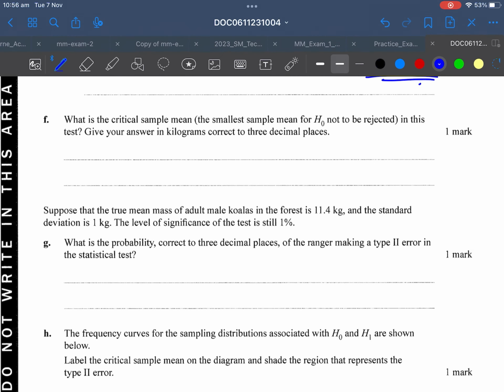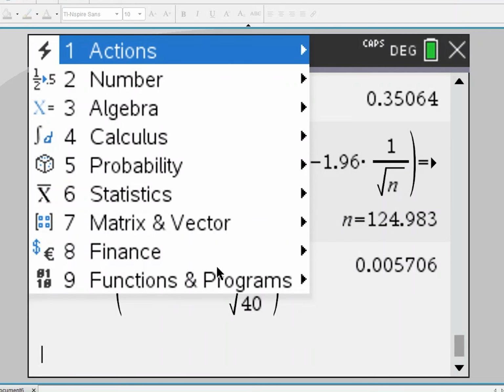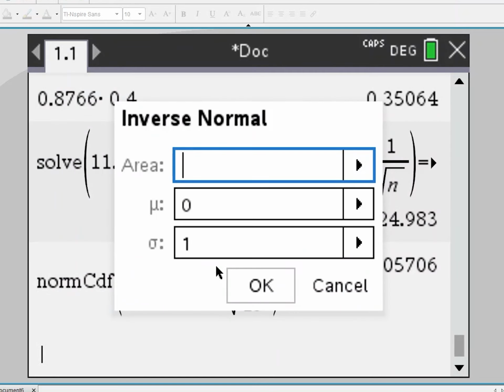In this test, give your answer in kilograms to 3 decimal places. So we're basically using the inverse normal function over here. So it would be 553. Area is going to be 0.01, then the mean, and 1 on square root of 40. So we'll get 11.632 kilograms. Okay, kilograms to 3 decimal places.